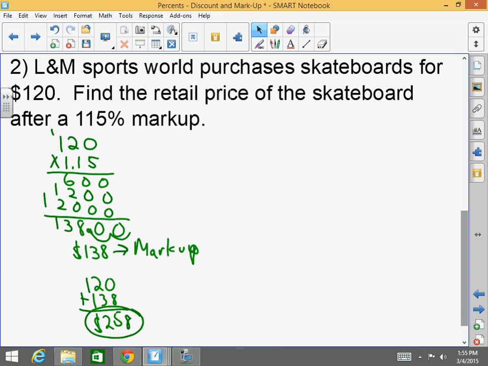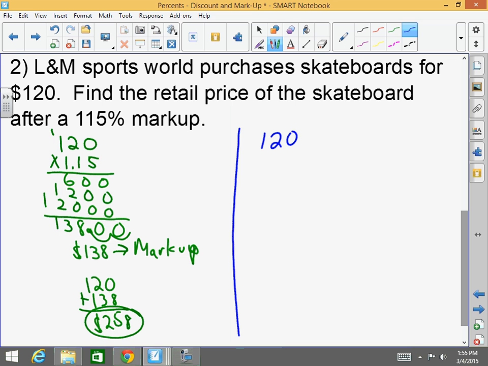Does that make sense, guys? Okay. What if I wanted to do it method 2? Well, I know that $120 is 100% of what I paid. But I'm going to add 115%. So that means that the customer is going to pay 215% of the original. So you take your 120 times 2.15.